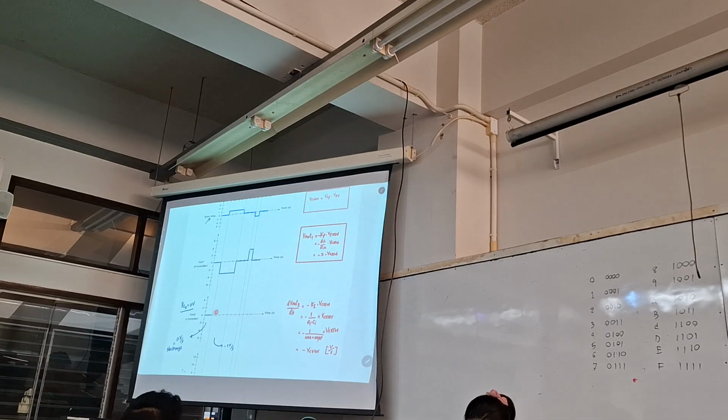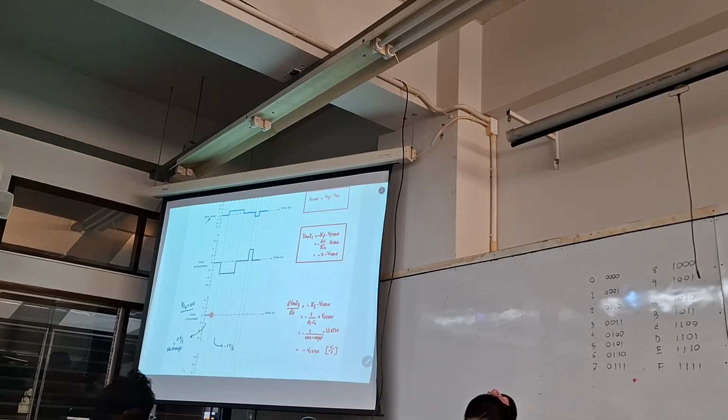So if the voltage is now at 0 volt, in the next second it will go to minus 1. In the next second it will go to minus 2. The next second it will go to minus 3. And the next second it will go to minus 4. That is the meaning. So minus 4 will be around here. Then I will try to make the connections. And this is the meaning of minus 1 volt per second.